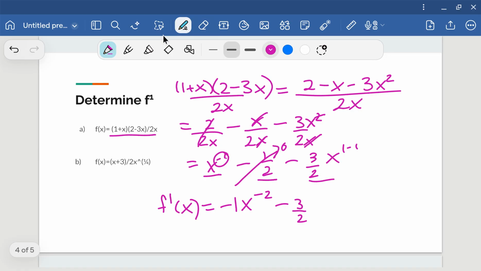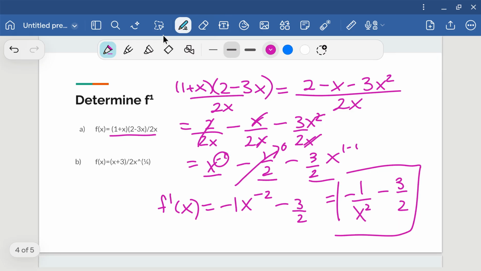Then we can simplify this a little bit further or make it look nicer, and that first term will be negative 1 over x squared, having a positive exponent, minus 3 over 2. And then we're done there. So we're taking a look at each of those derivatives individually and then subtracting.